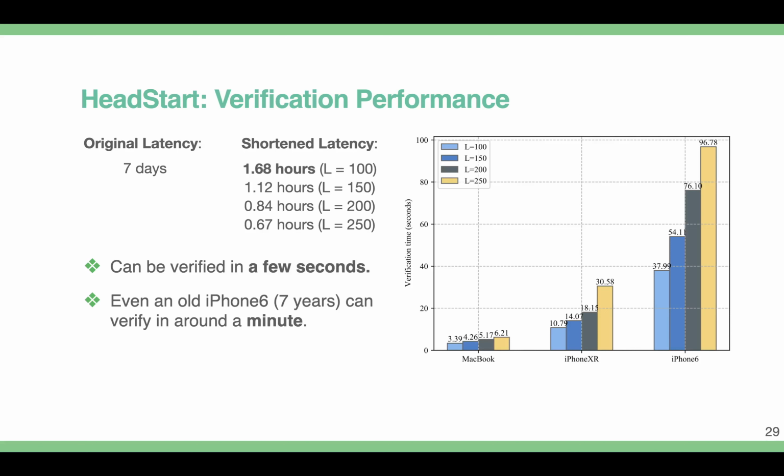In the last part, we briefly present our performance evaluation on several platforms. When the parameter L is set to 100, it only takes 3 seconds to complete the verification on MacBook, and even a 7-year-old iPhone 6 can verify it in 1 minute. That is, if we hold an event where the parameter L is set to be 100, the contribution phase opens for a whole week. It only takes 1.6 hours to produce the final result, instead of another whole week.